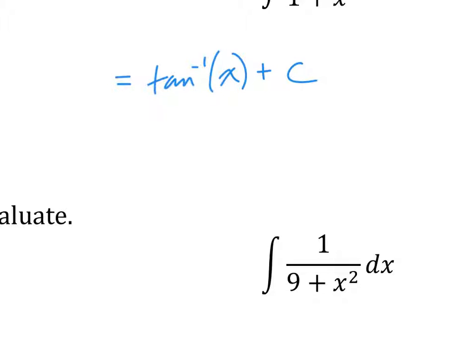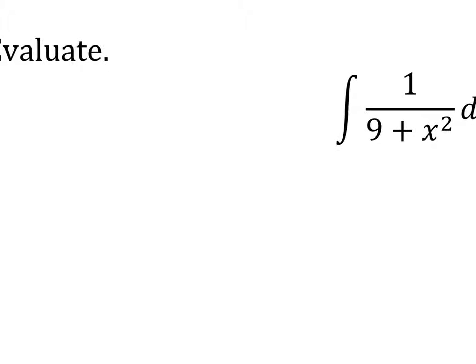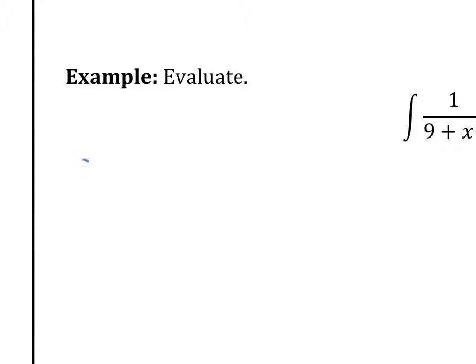This one, 1 over 9 plus x squared dx. What function could it have come from? Inverse sine or inverse tangent? Inverse tangent, right? Okay, but that 9 is the problem, right? So here's what you do. Let me do this on the side. 1 over 9 plus x squared dx. So we know that it has to come from inverse tangent. It's just that we don't know what that number is.